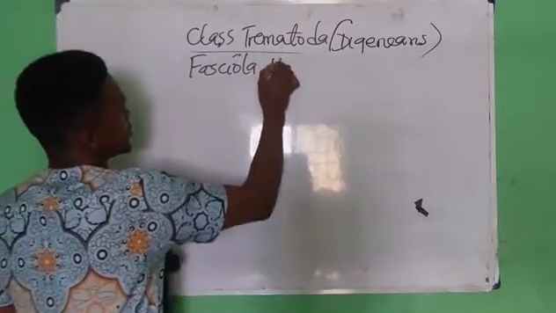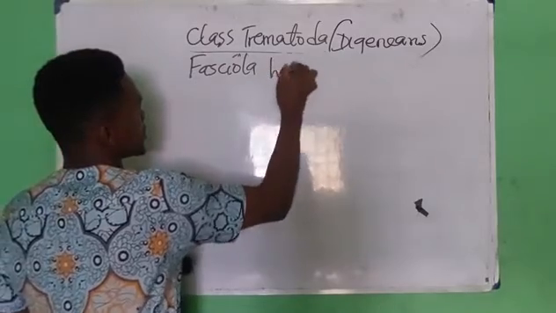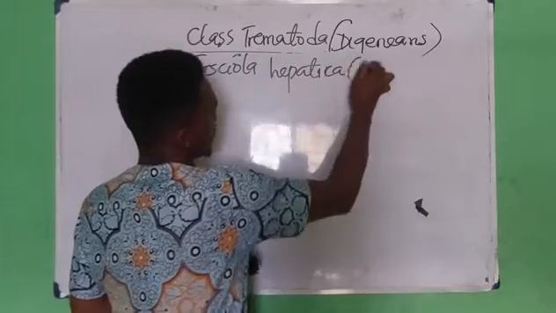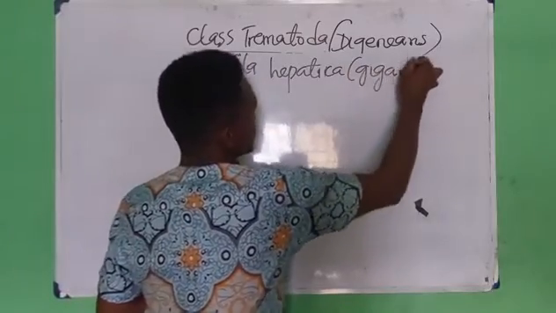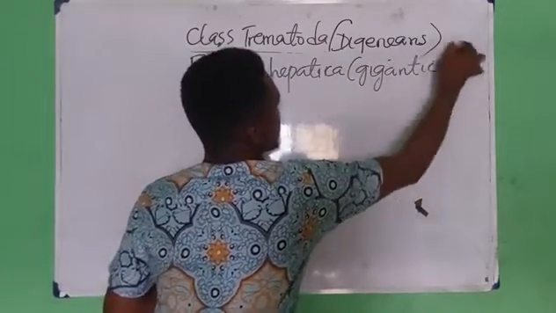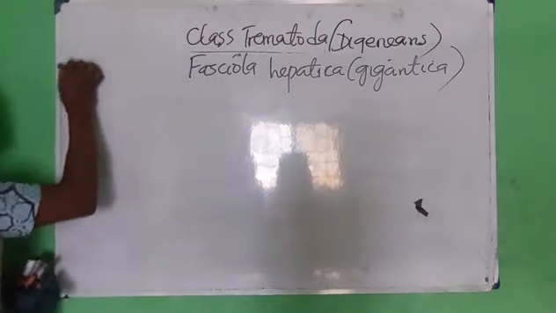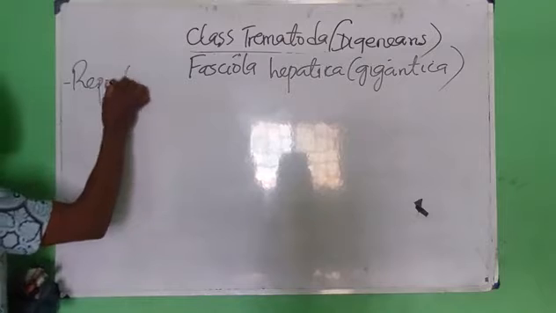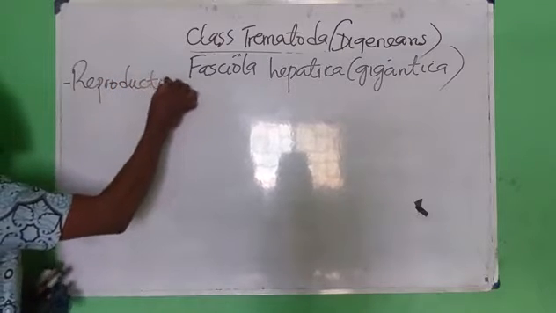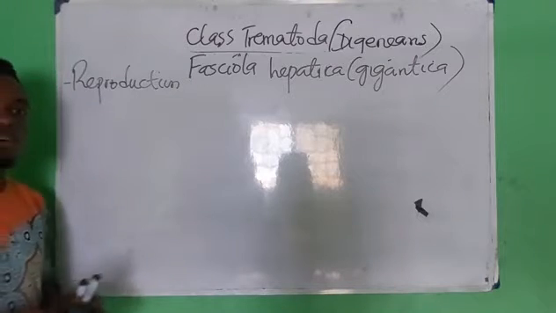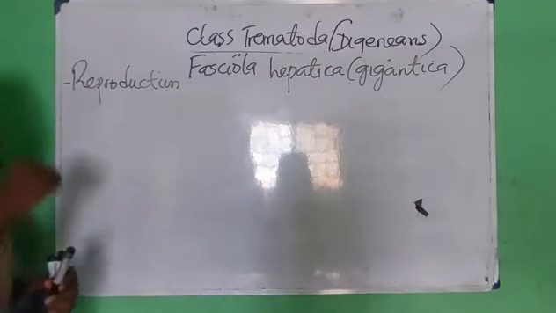Fasciola hepatica or gigantica, as they are the same. Now, in terms of their mode of reproduction, what are your take concerning this? Okay, now it is very easy.